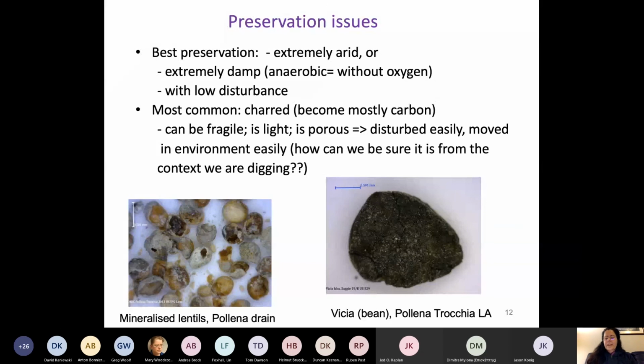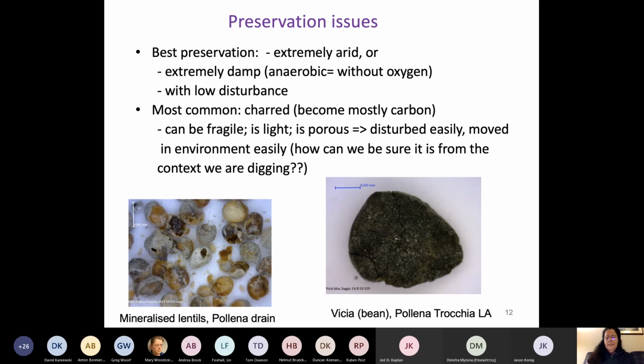There are a lot of problems with preservation in archaeobotany. The best preservation is always the extreme form, either extremely wet or extremely dry, and preferably with little disturbance. But the most common is the charred materials. And obviously charcoal or charred anything, it's light, it's porous, it can be more easily moved around in the environment. So we need to be able to understand whether what we're actually looking at comes from the particular bucket of soil, or context, as we call it, that we think it does. It's arrived and you've dug it up and found it there, but was that put there when that particular context was sealed?